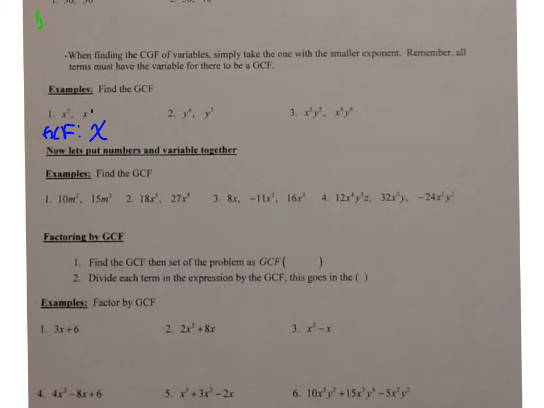All right, let's take a look at 2. We have x to the 4th, y to the 7th, sorry, y to the 4th. So remember, it's always the one with the smaller exponent. That would be y to the 4th.